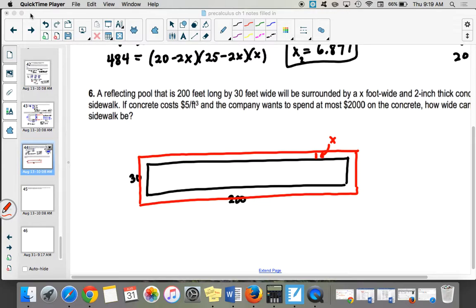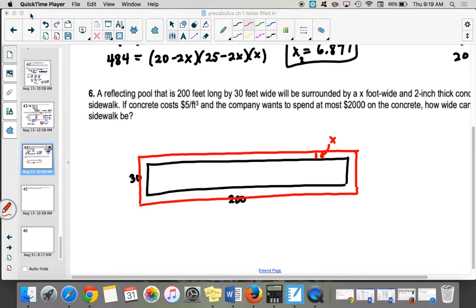Okay, the concrete creates some kind of volume. It has a height, it has a width, it has a length, right? So do you guys notice how the units for the concrete, when it says the concrete costs $5 per cubic foot, that's kind of giving you a clue that you should be talking about the volume.